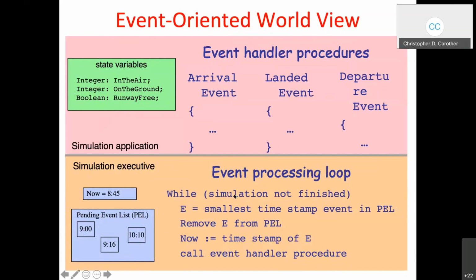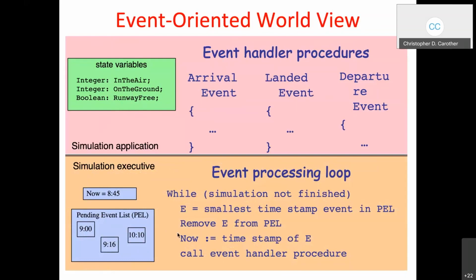And essentially the core of this event processing loop is ensuring that we're processing events in timestamp order. So we're always removing the smallest event that we know about in our pending event list, which is over here, and we'll remove that event and always be processing that.